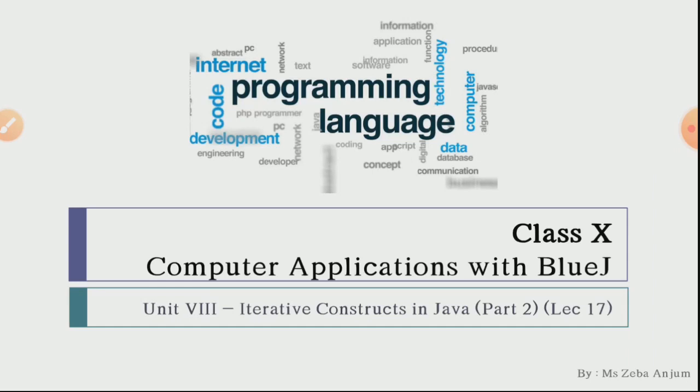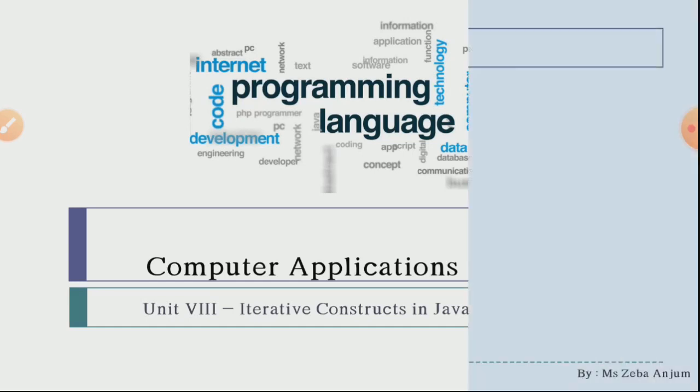Students, basically in this video we are going to see unit number 8, that is iterative constructs in Java, and this is part 2 of this unit. I hope that you have already seen and understood part number 1. If not, then please pause this video right now, go back to part 1, watch that video of lecture number 16, and then come back. If you have seen lecture number 16, then please continue. So without wasting any more time, let us directly see what we are going to study.